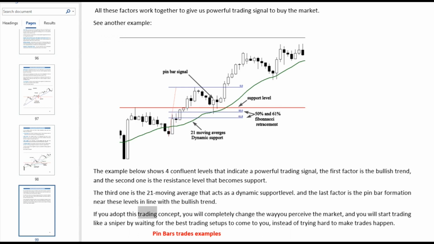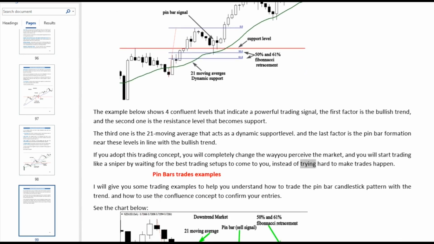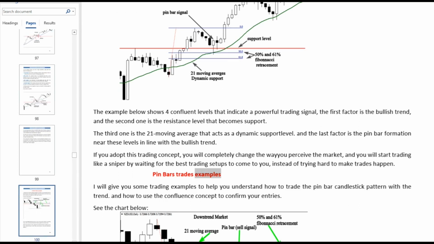If you adopt this trading concept, you will completely change the way you perceive the market, and you will start trading like a sniper by waiting for the best trading setups to come to you, instead of trying hard to make trades happen. Pin bar trade examples.